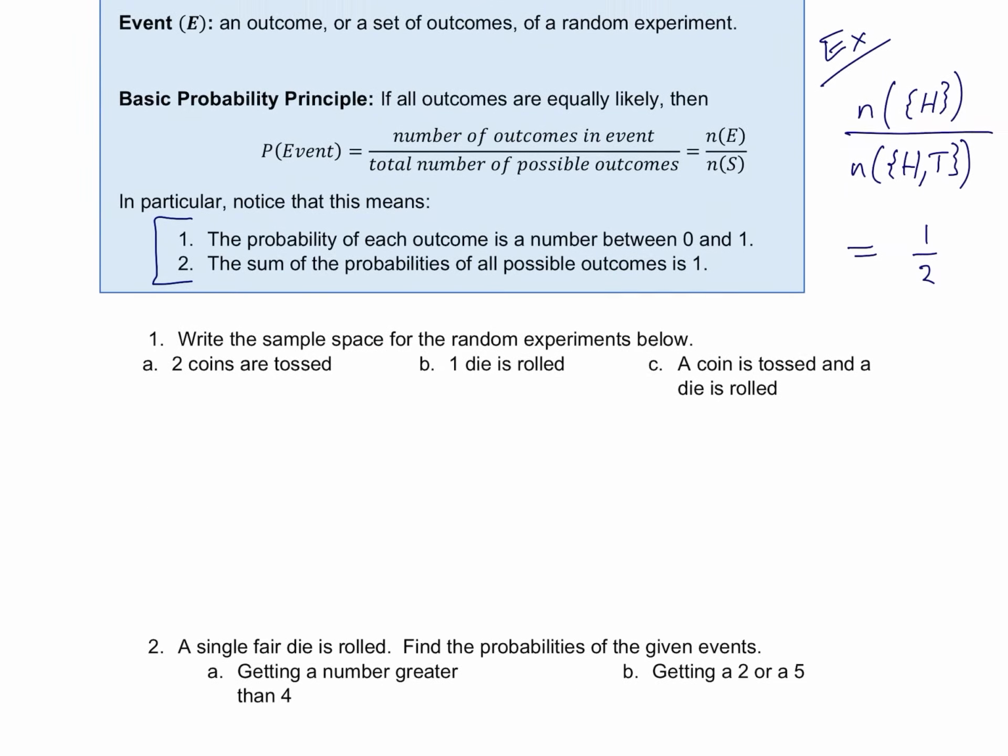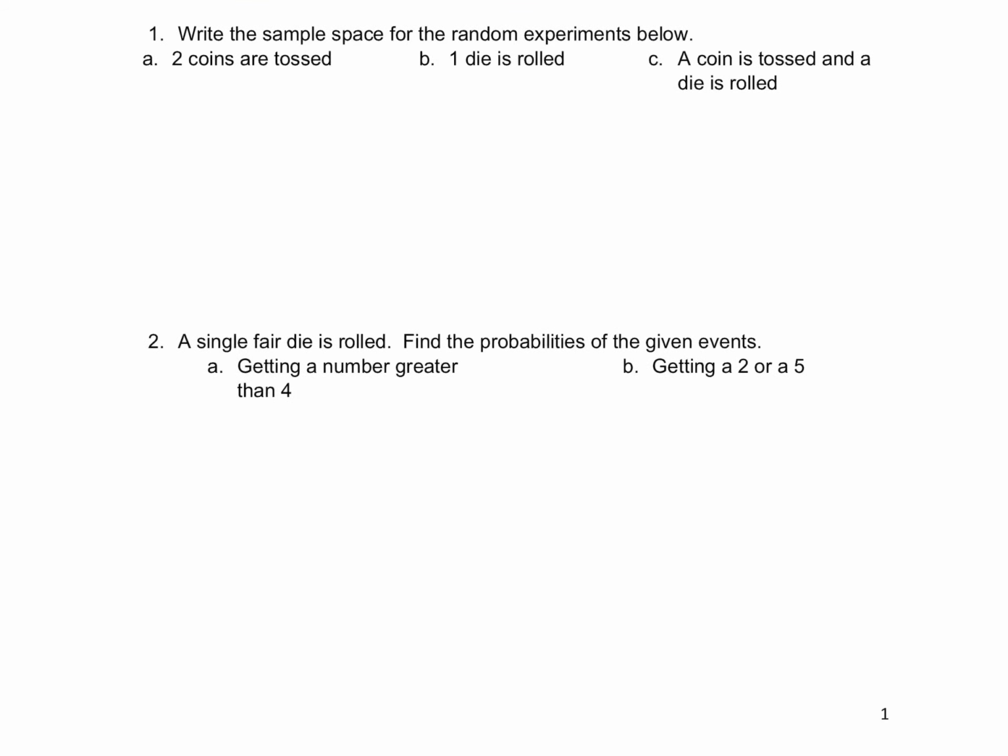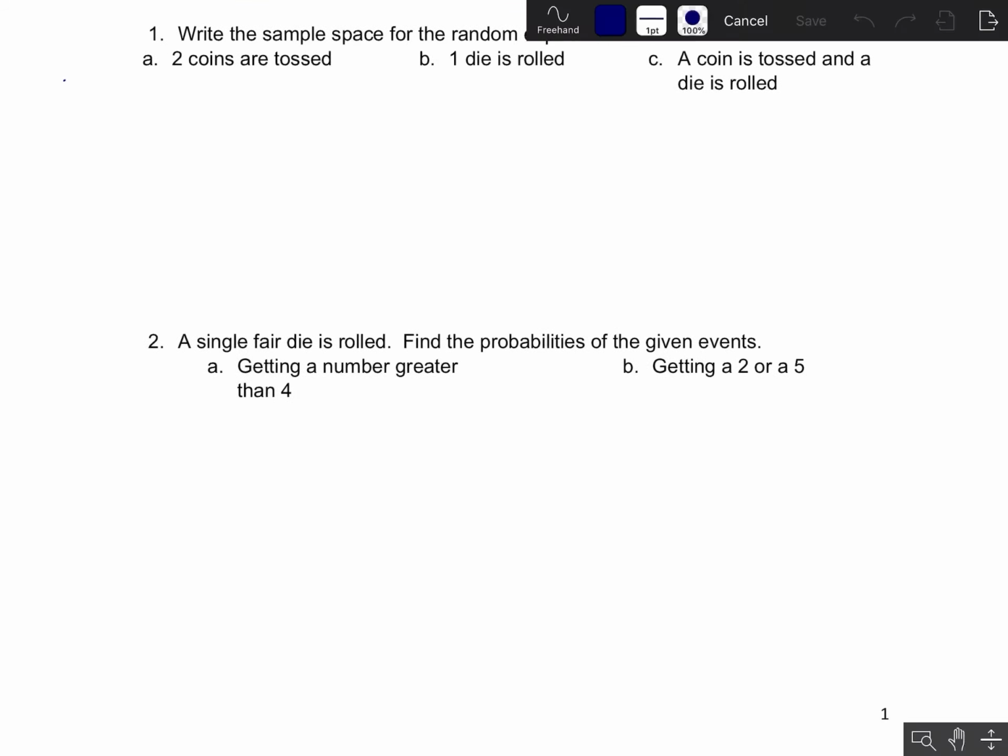So first, let's focus on writing down the sample space for some of these experiments. Remember, the sample space is the set of all possible outcomes. You can write it in set notation like this, using these curly braces. Let's say that you're flipping 2 coins. I'm going to use the first letter for the result of the first coin, and then the second letter will describe the second coin. So you could flip a heads heads, a heads tails, a tails heads, or a tails tails. And those are all possible outcomes in that case.